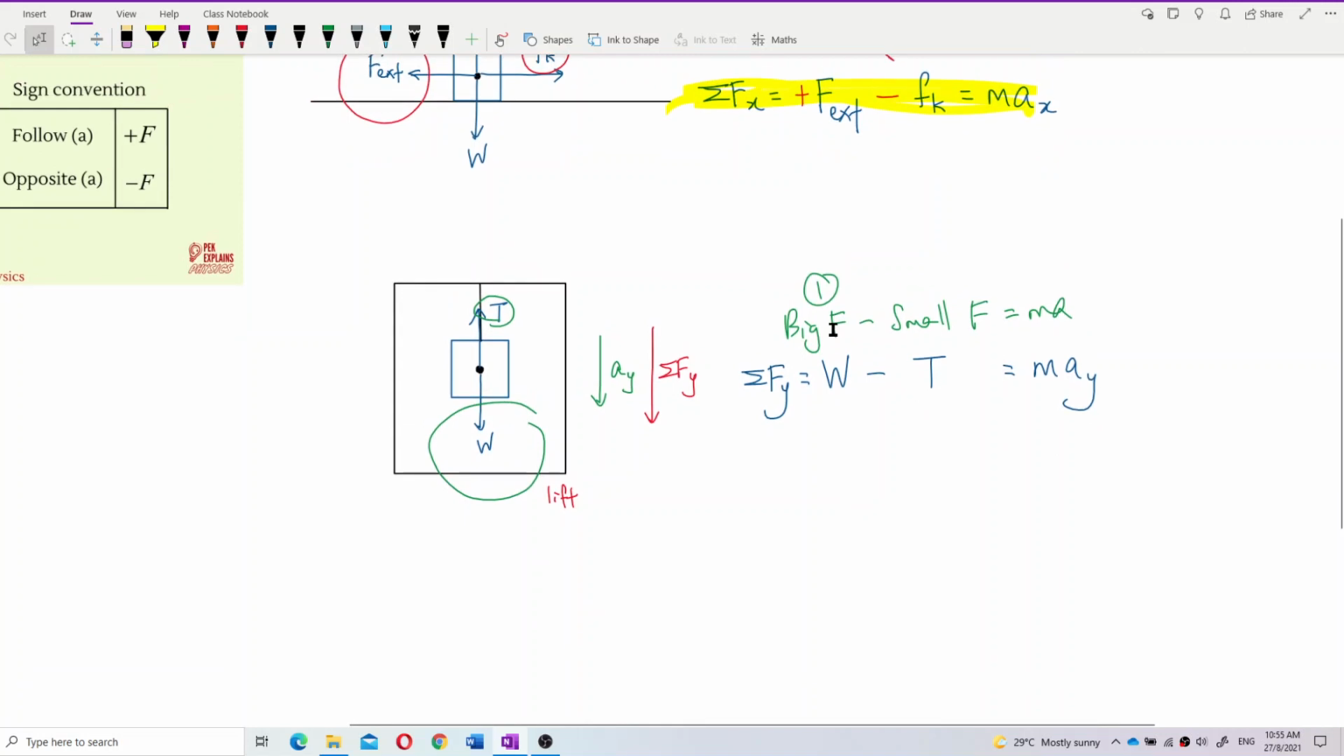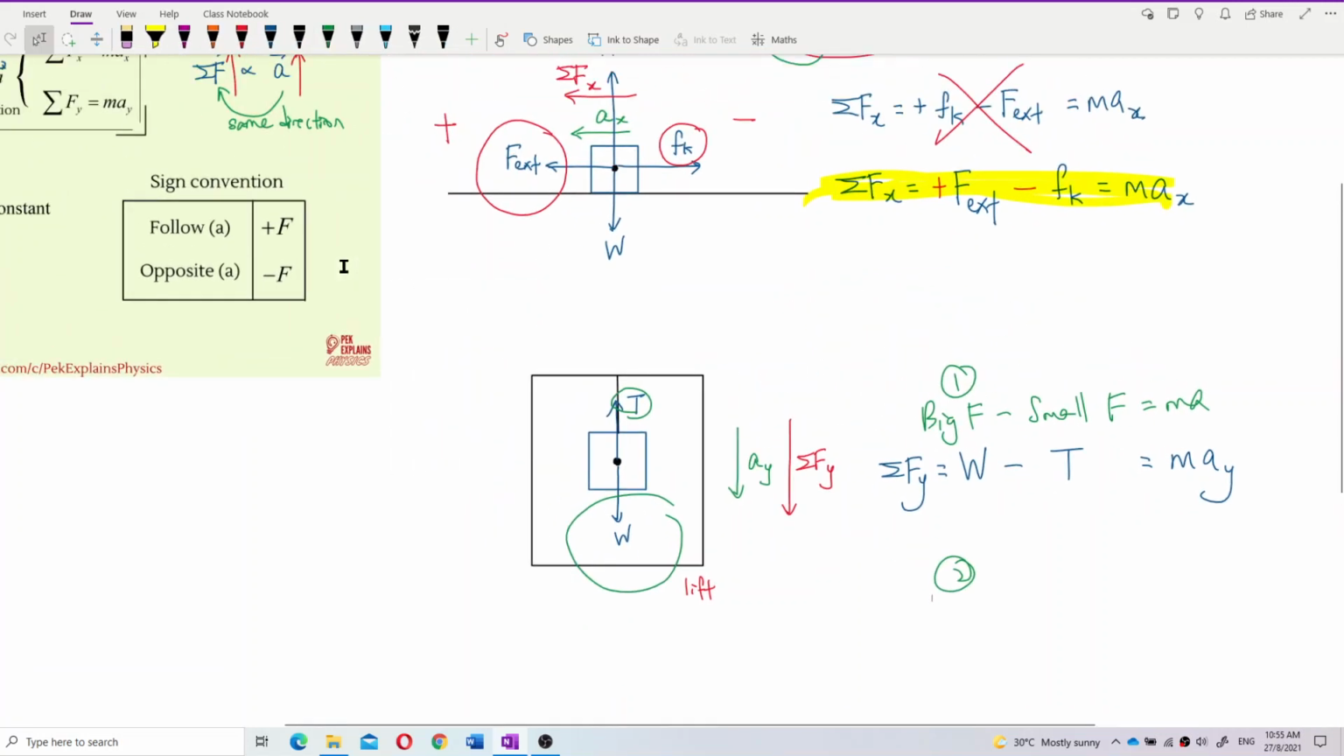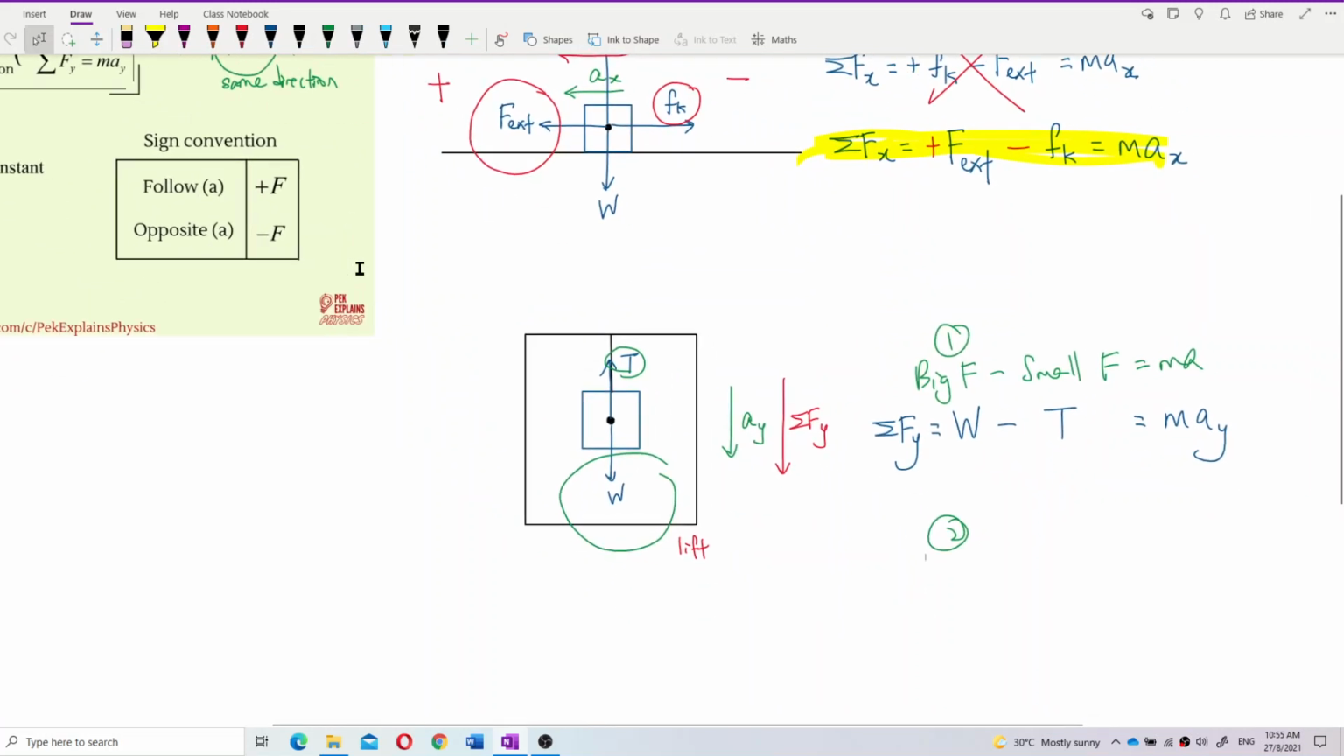Now the second way. In the second way we use follow acceleration positive, opposite acceleration negative. Acceleration is downward. So which force do we put positive? If acceleration is downward, the downward force you should put positive. The upward force, which is opposite direction to the acceleration, you should put negative. Understand or not?